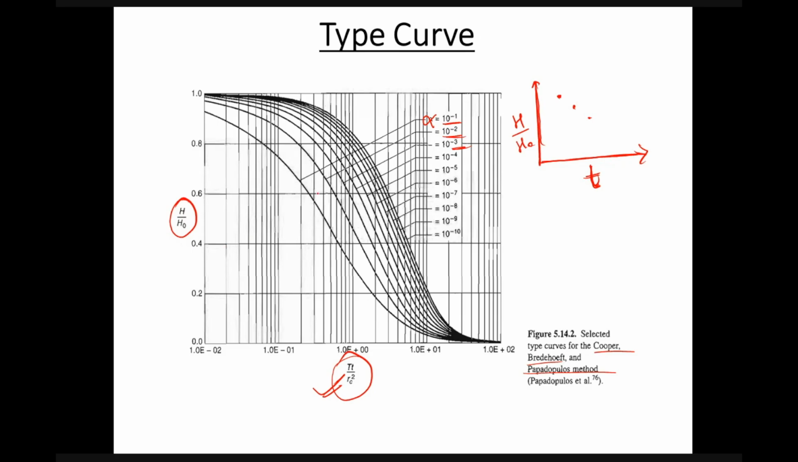Okay, so this is a type curve given by Cooper, Bredehoeft and Papadopulos. They have already made a type curve for you, in which they have tabular data, and they have plotted the values of h by h naught against different values of t by rc square, and given us an ideal curve beforehand. Now these curves are representing different alpha values. So this is 10 to the power of -1, 10 to the power of -2, 10 to the power of -3. These are the different values that they have given over here.